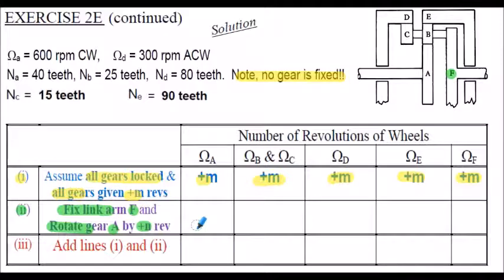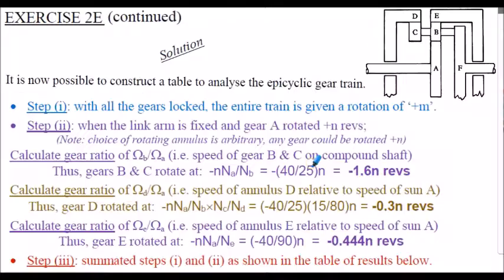So now in step 2 I need to work out the velocity ratio calculations for each of the gears, which I will do on the following slide where I have more space. Now let's consider step 2, and I'm going to consider it on this slide to give myself a bit more room to show the calculations. We're going to have the link arm fixed and we're going to rotate gear A with positive N revolutions. Just note that the choice of rotating the annulus is arbitrary because we could use any gear to be rotated positive N revolutions here.